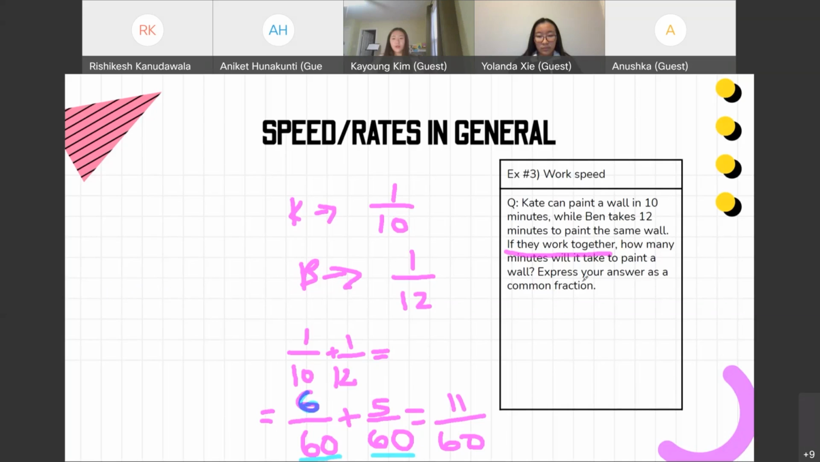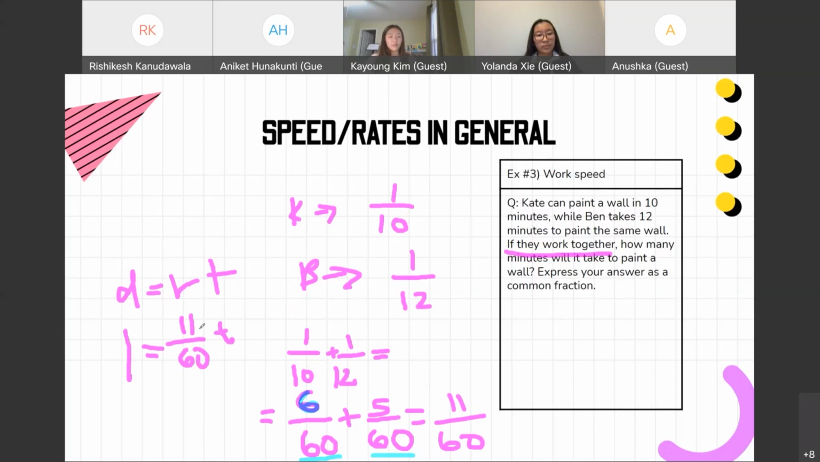And now we're going to use our distance equation: distance equals rate times time. So D equals RT. Our rate is 11 over 60, and what we're trying to find is the time, right? And the distance, well, right now it's not a real distance, but it's how much we need to do, how much we need to paint. That's going to be 1, because we are trying to paint one wall.